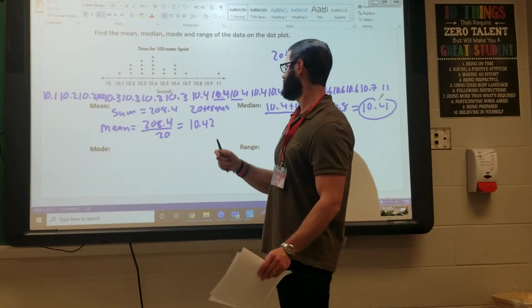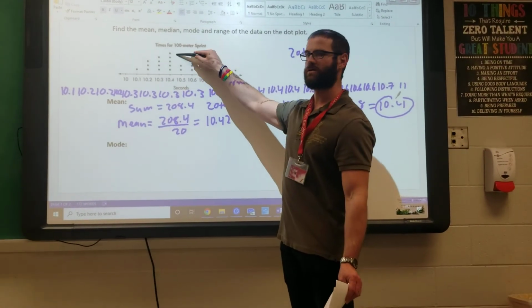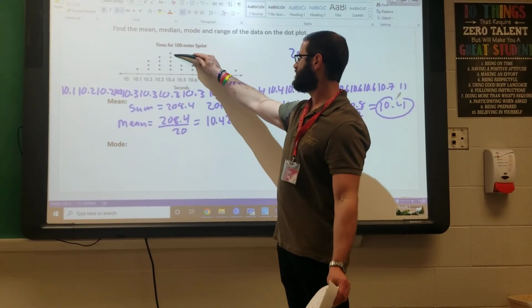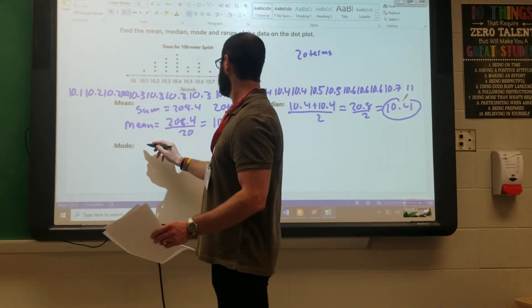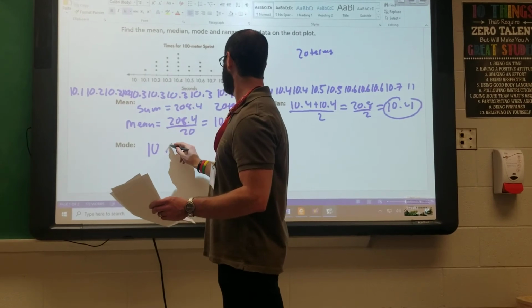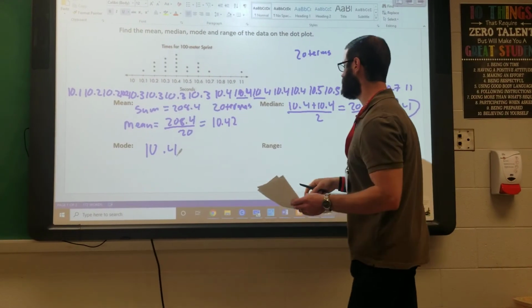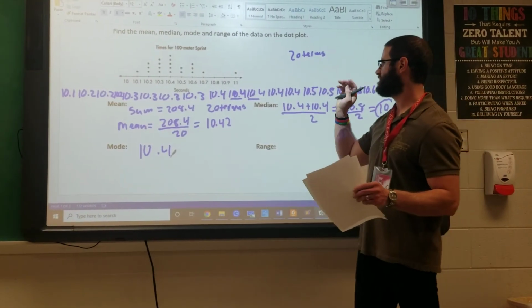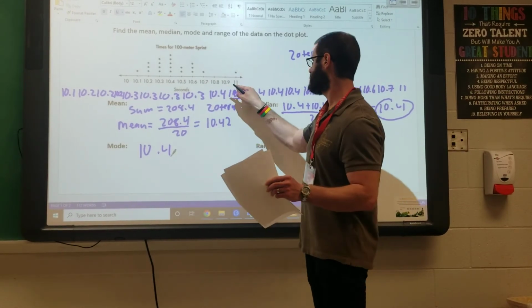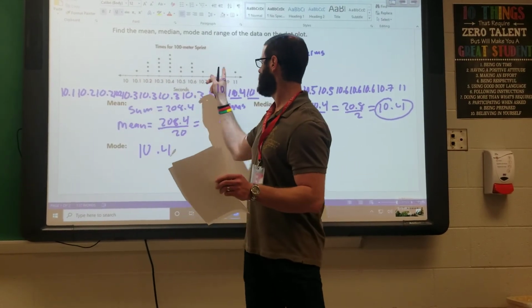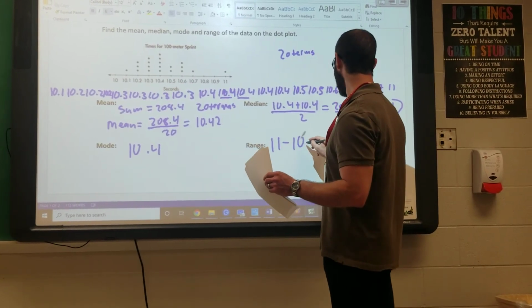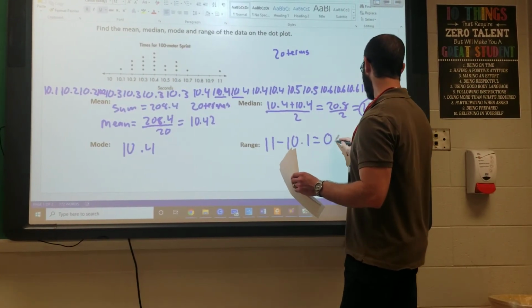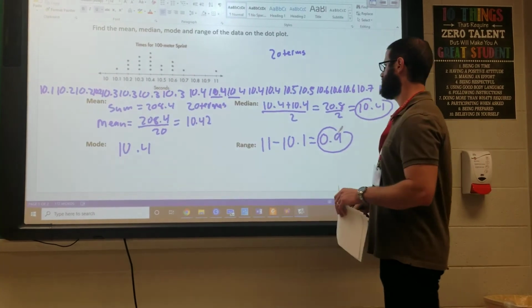The mode: what number occurs the most times? All we have to do is look at the dot plot. So 10.4 clearly occurs 5 times, that's more than any other. And the range, remember, all we have to do is take the greatest number minus the least number. So I have to take 11, which is the greatest term, minus 10.1, which is the least. So 11 minus 10.1, I get 0.9 for my range.